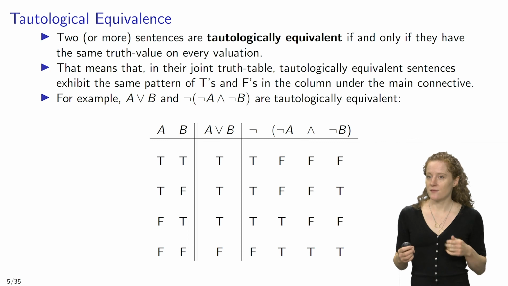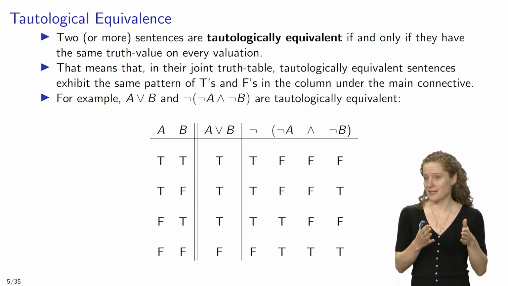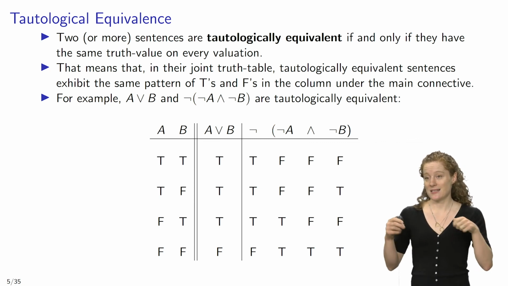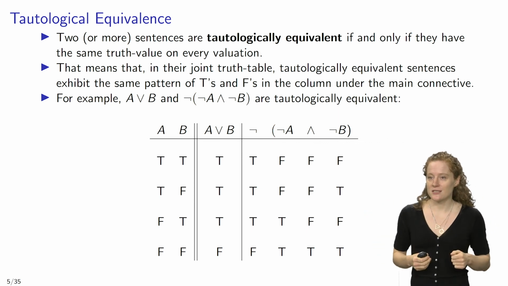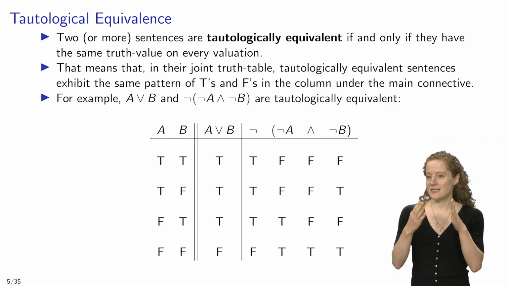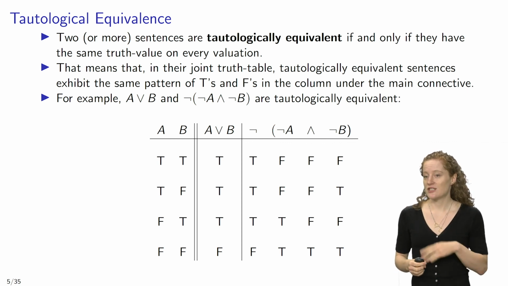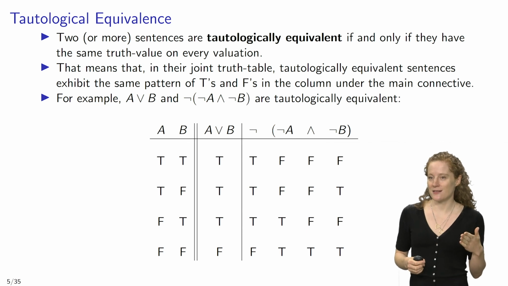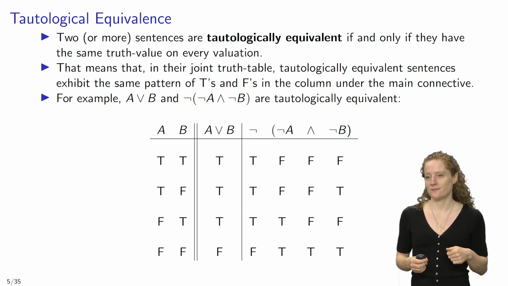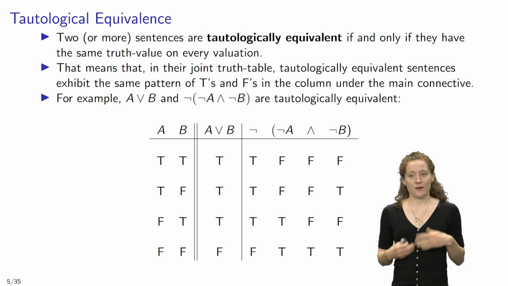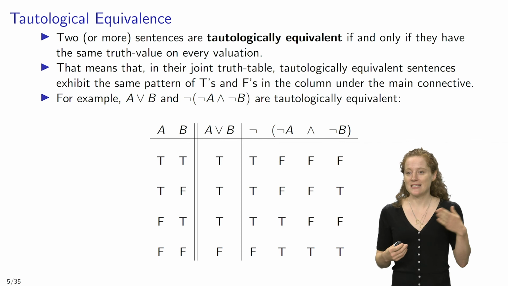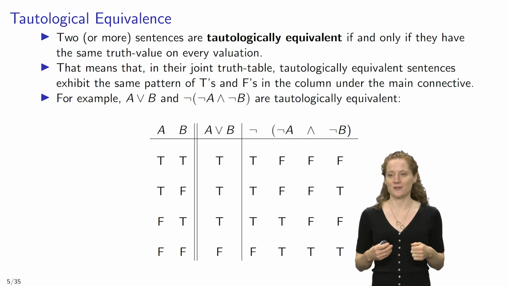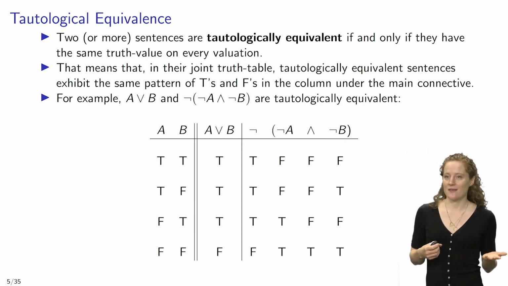The main connective of this sentence is the first negation sign that negates the conjunction inside the parentheses. And in the column under the negation sign, you will see a pattern of T, T, T, and F, which is exactly the pattern that we see under the disjunction. And so again, that means that these two sentences exhibit the same pattern of T's and F's in the column under their main connective, and that means that they are tautologically equivalent.